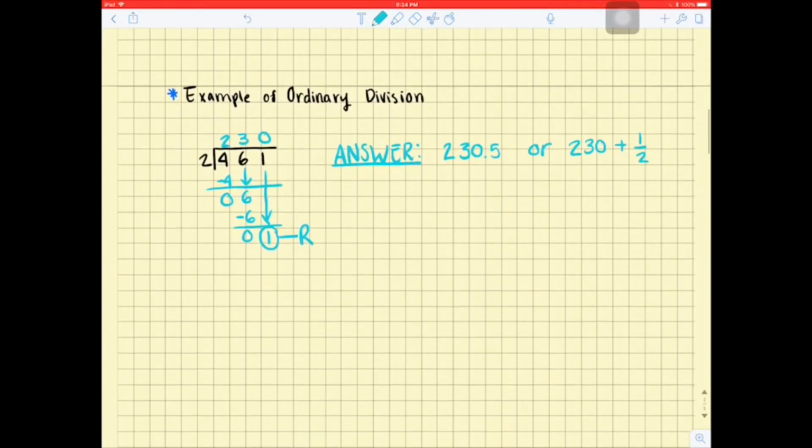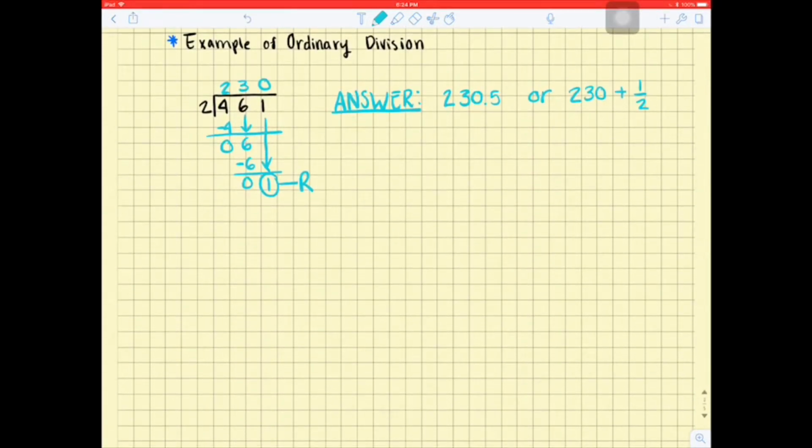So now we're going to move on to an example of regular division. I've solved this already. As you can see here, I got 230 with a remainder of 1. And here I've laid out the answer in two different ways. So your answer to this problem is 230.5, correct? Because this is an odd number, right? 461, it's odd. So you won't get an integer when you divide it by 2.